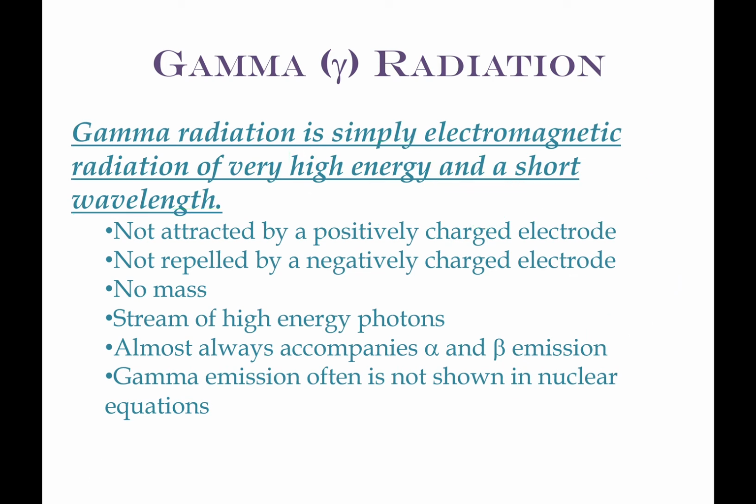But when we talk about it being a high energy and a short wavelength, those kind of go together. They're not going to be attracted by positive or negative electrodes because they have no charge, they have no mass, so it's really just a stream of high energy photons. And it almost always accompanies alpha and beta emission, but we rarely show it in nuclear equations. But if you did need to show it, it would look like this. This is gamma, looks like a weird Y with 2 zeros.